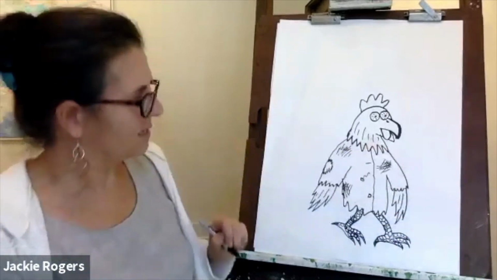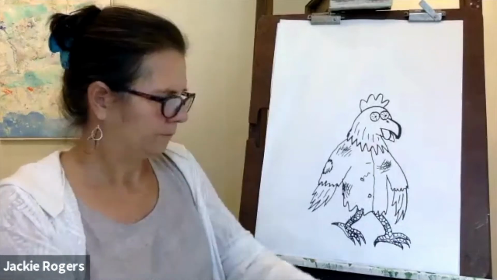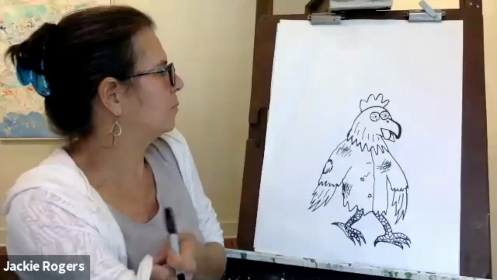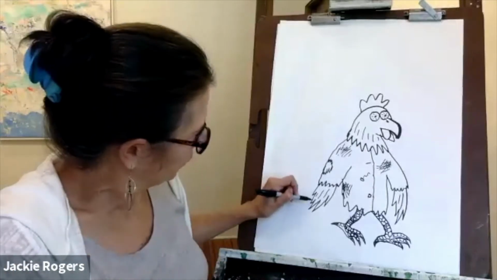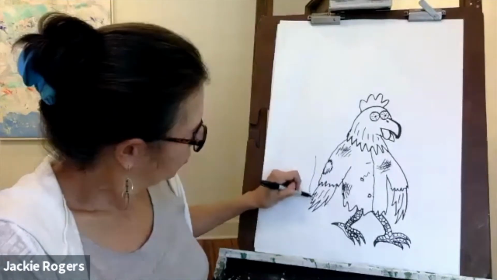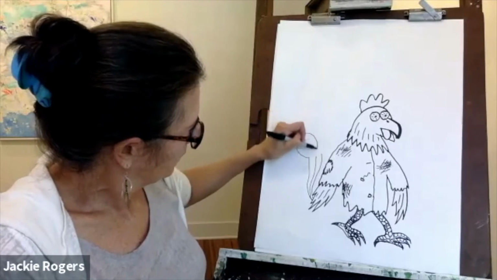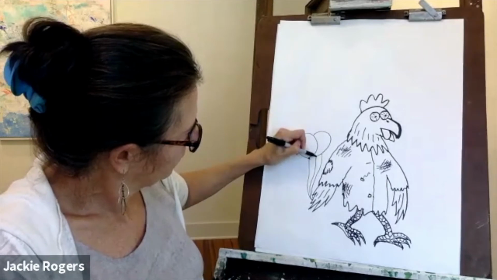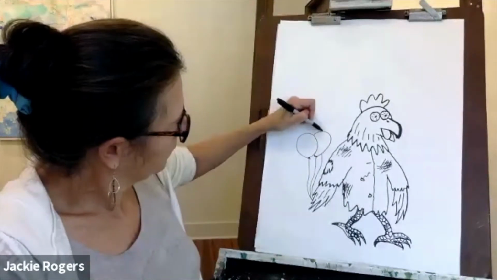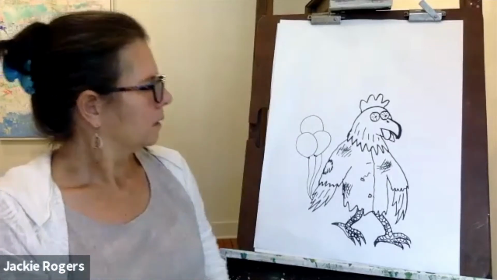Okay, do we have details on our feet? Everybody got their details in? So maybe he's got a little birthday hat on. So he's at a birthday party. Maybe he's holding on to some balloons. So let's draw some balloons. Does he have any friends? Some balloons. And he's at a birthday party, maybe in a cemetery?